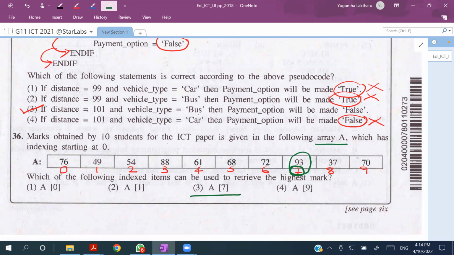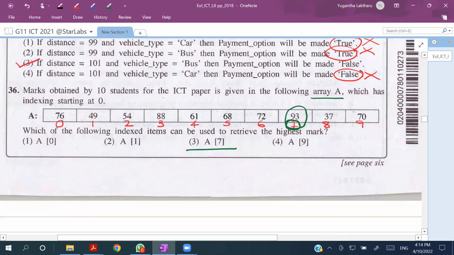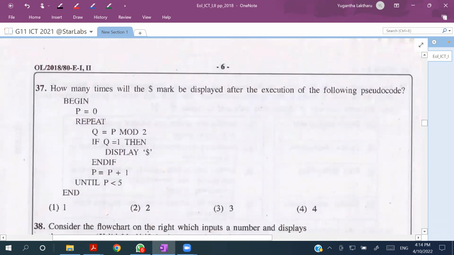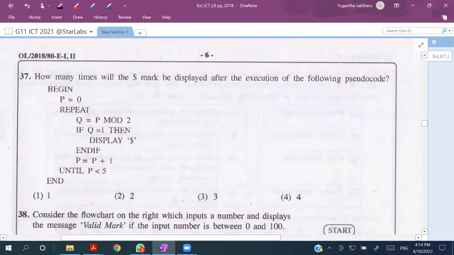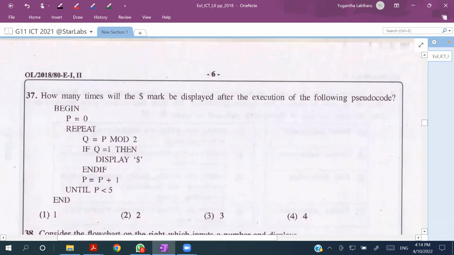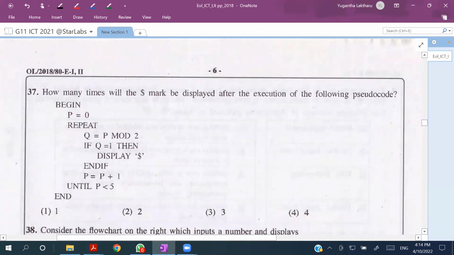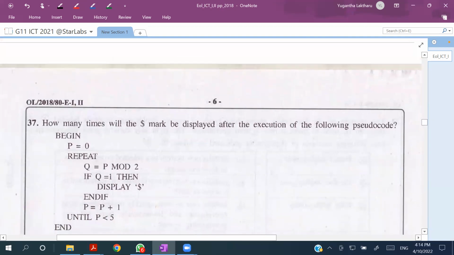Right? So the answer is going to be the third one. 37th: how many times will the dollar mark be displayed after the execution of the following pseudocode? Okay, so let's trace this and see.